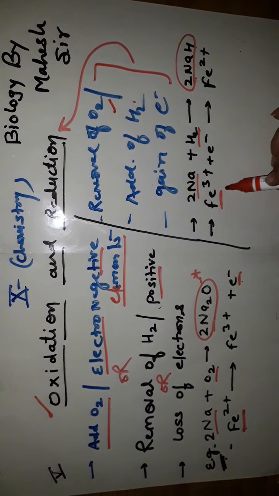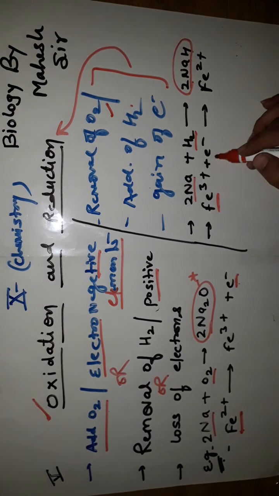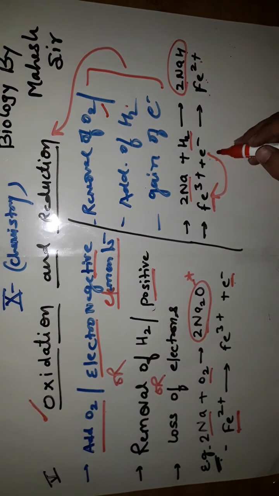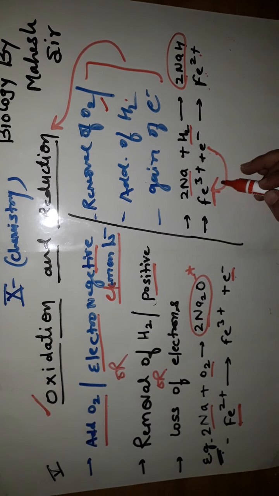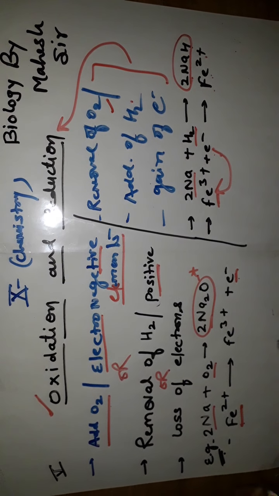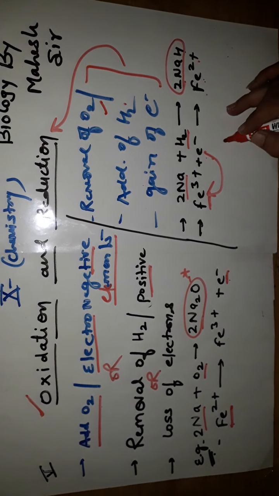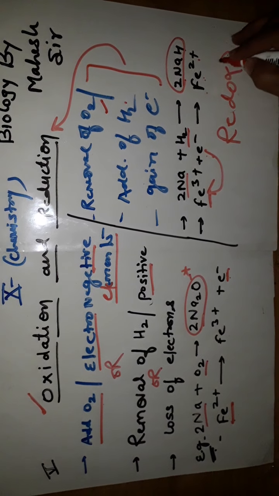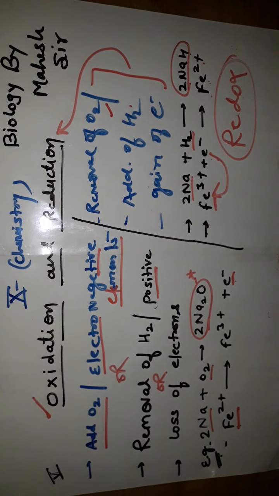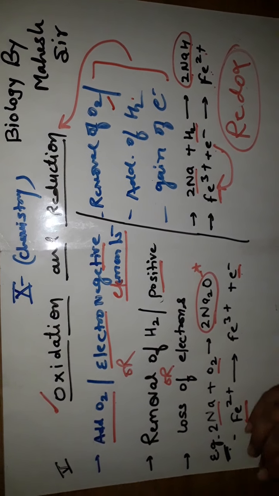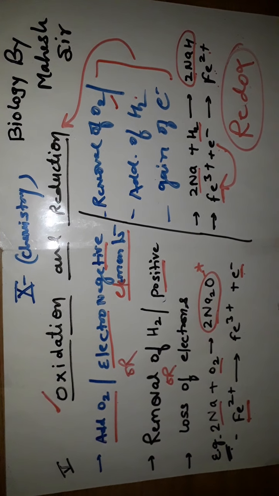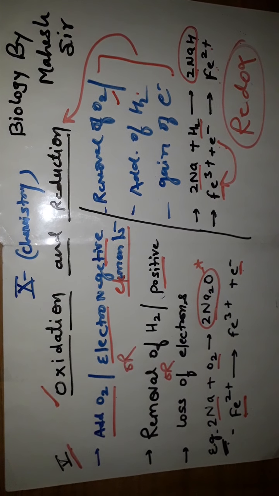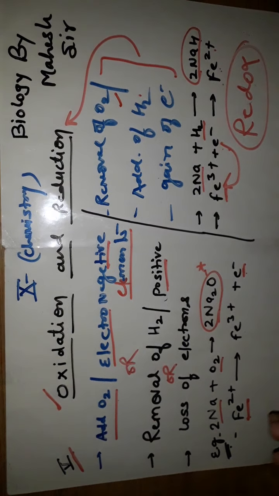Clear? In Fe3+, when it receives or gains an electron, that time it becomes Fe2+. When it gains the electron, the valency is reduced, so it is a reduction reaction. When both happen in the same chemical reaction, that time it is called a redox reaction. So the type of reaction in which both oxidation and reduction take place in the same chemical equation is called a redox reaction. So it is the fifth type of chemical reaction in the first chapter.